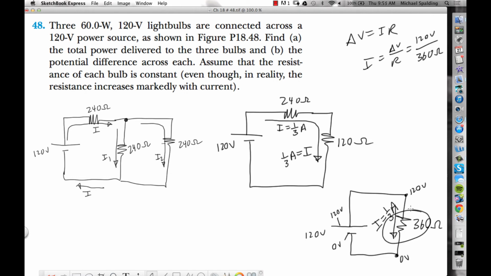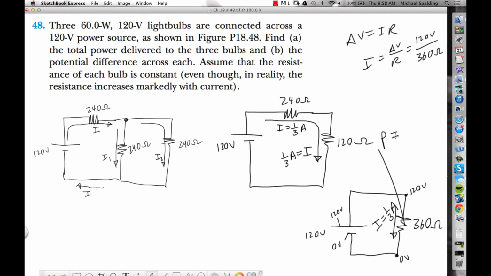Because who is this? Who is this 360 down here? It's the whole circuit simplified. It's all 3 resistors simplified. So let's find the power of this 360 ohm resistor.